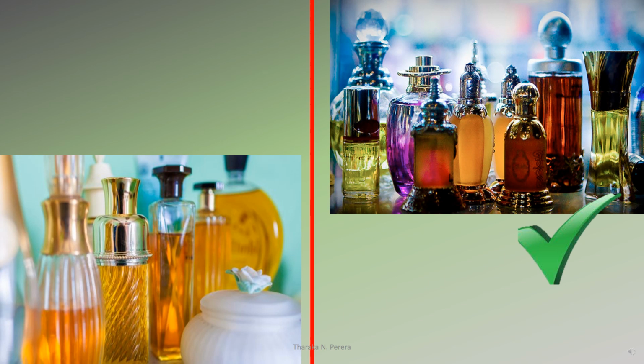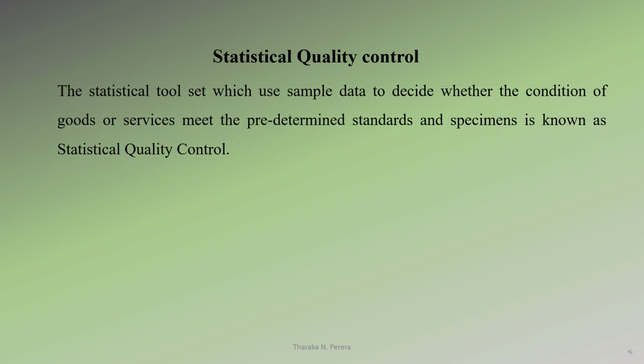That's why the rational producer wants statistical quality control. Let's see what statistical quality control is. The statistical tool set which uses sample data to decide whether the condition of goods or services meets the predetermined standard and specimen is known as statistical quality control.